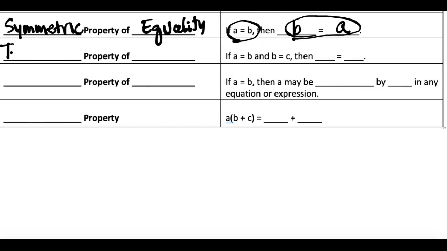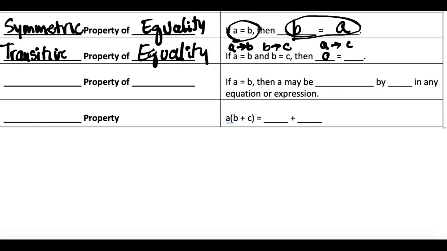Next is called transitive. You can think of transitive as being kind of like a train. If A goes to B and B goes to C, then we can make a statement that A also goes to C. In math terms, we would say A is equal to C. So if A equals B and B equals C, then A can skip all the way to C.